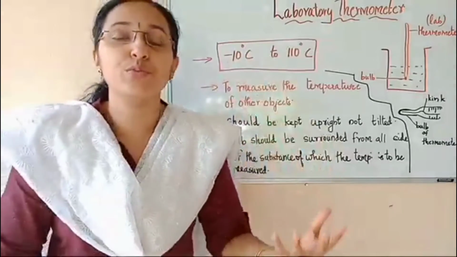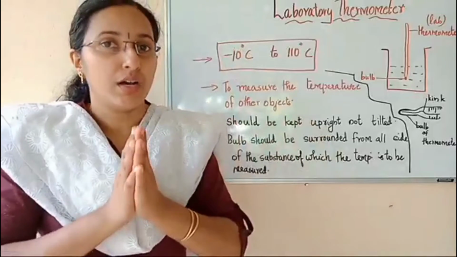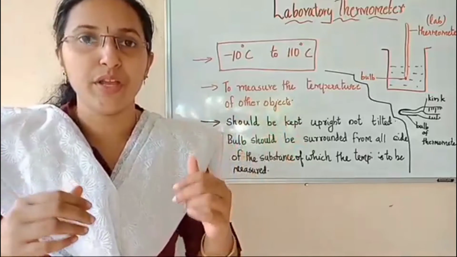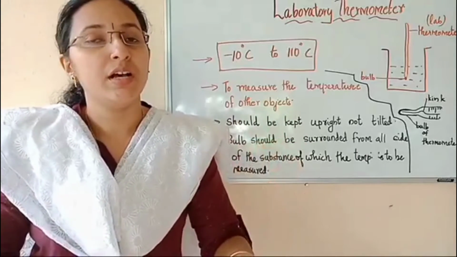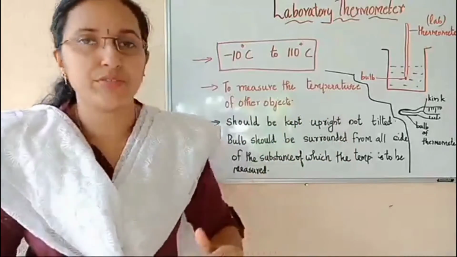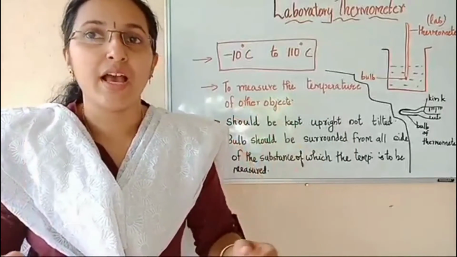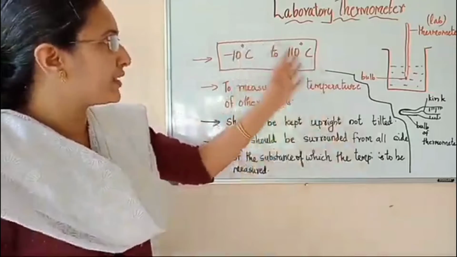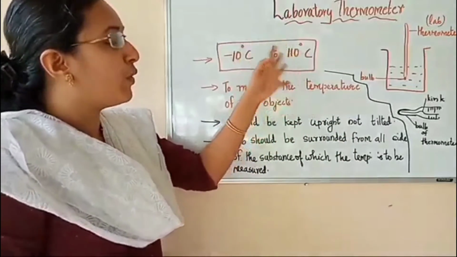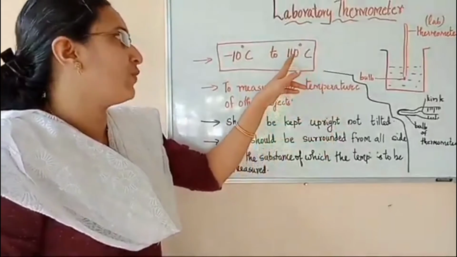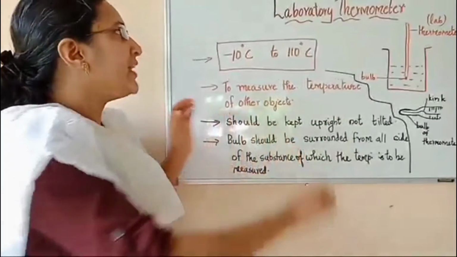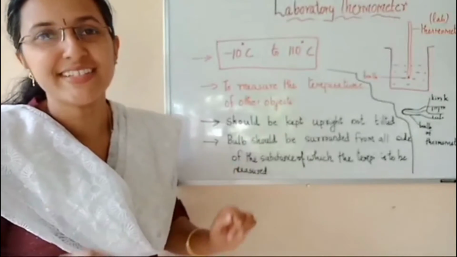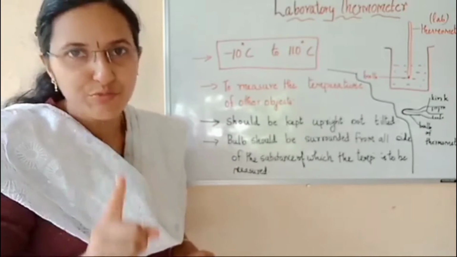Yes, sometimes we have to measure the temperature of a boiled substance; the boiling point of water is 100 degrees Celsius. If you use a clinical thermometer instead of a laboratory thermometer for measuring that, the clinical thermometer will break and we can't measure, because it goes only up to 42 degrees Celsius. But with the laboratory thermometer we can measure up to more than 100 degrees Celsius, that is 110 degrees Celsius. So the scale of the laboratory thermometer is minus 10 degrees Celsius to 110 degrees Celsius. Okay, you have to remember that.